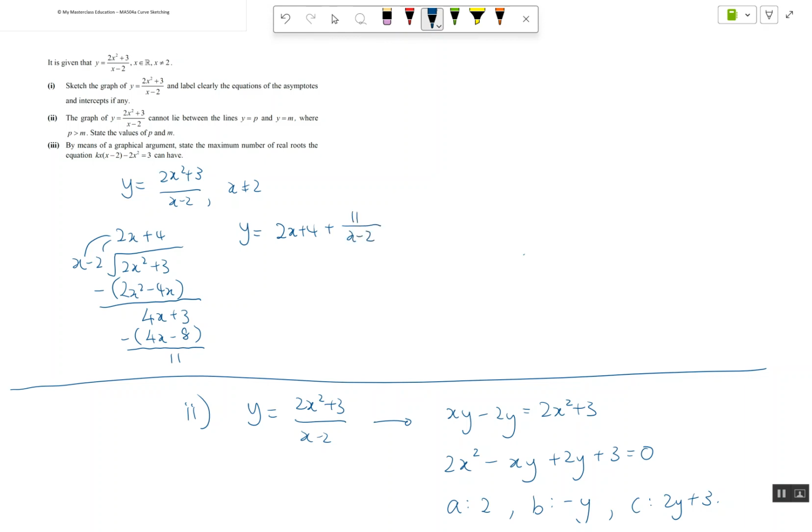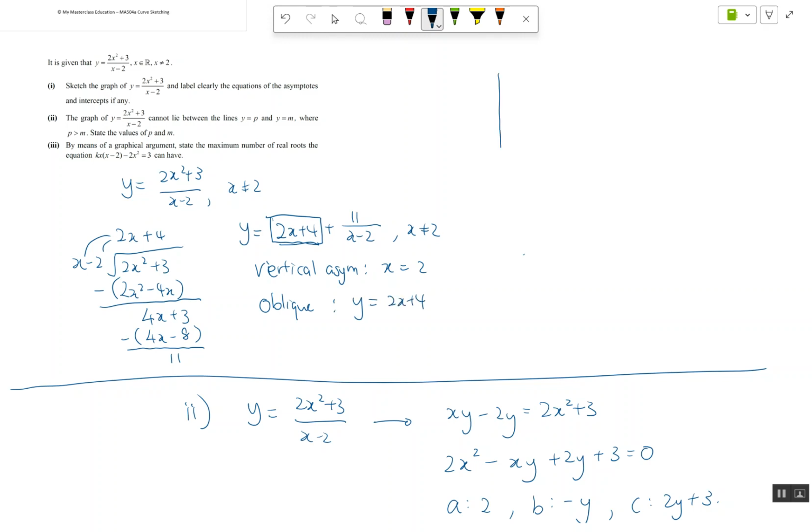After writing this, the first thing you have to say is the vertical asymptote is x equals 2, because x cannot be equal to 2. If you do not know this, you have to review the earlier videos. Vertical asymptote x equals 2. As well as the quotient, which in this case is in the form of mx plus c, it's called an oblique asymptote. It is y equals 2x plus 4.